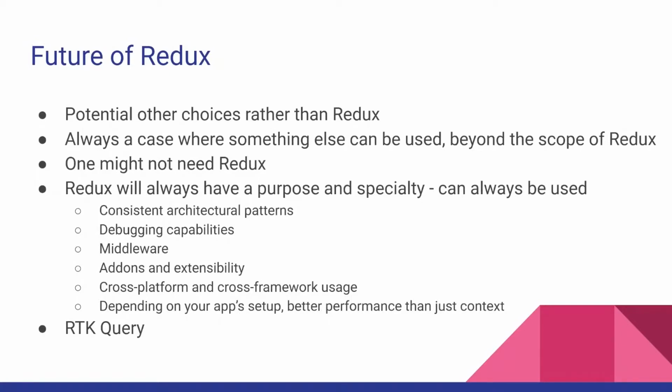Redux will always be a solid choice as it provides consistent architectural patterns, debugging capabilities, middleware, add-on and extensibility, cross-platform and cross-framework usage, and depending on your app setup, better performance than just context. Not only that, in December of 2020, the alpha version of RTK Query, which is an experimental data fetching and caching library built for the Redux Toolkit, was published. As you can see, this is another example of why Redux is not going anywhere anytime soon.